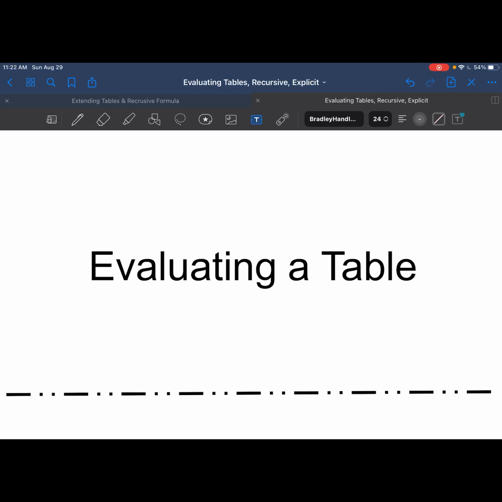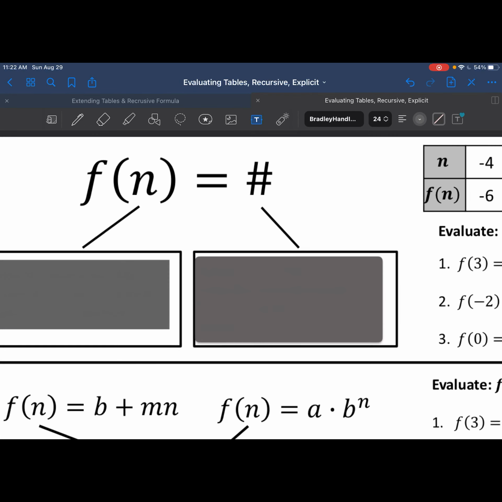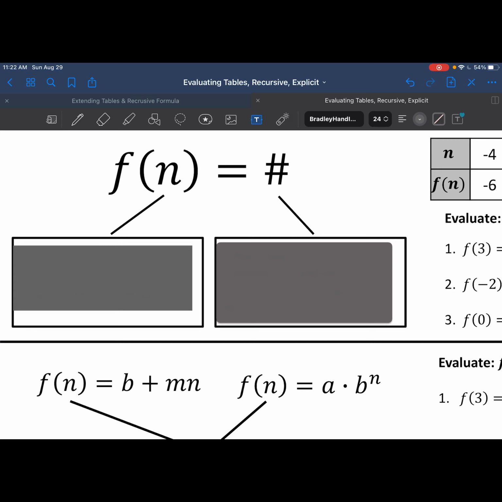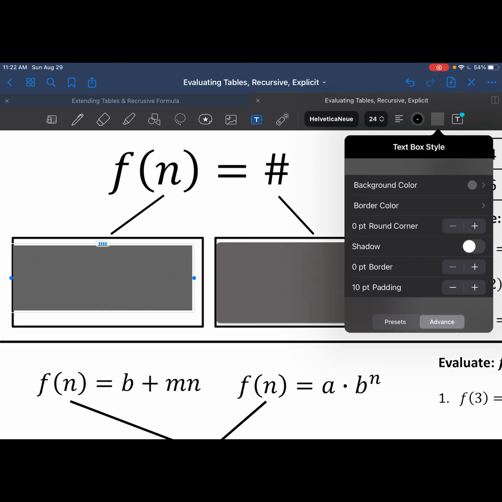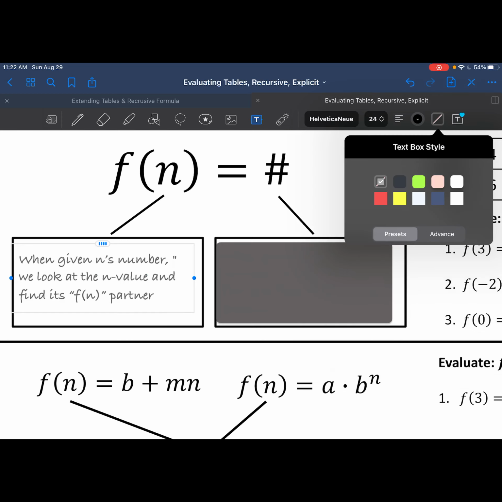Okay, so first up in this one is evaluating a table. So let's look at that. So we have this f of n equals a number. Underneath here, what I want you to do is write this out. When given n's number, we look at the n value and find its f of n partner.